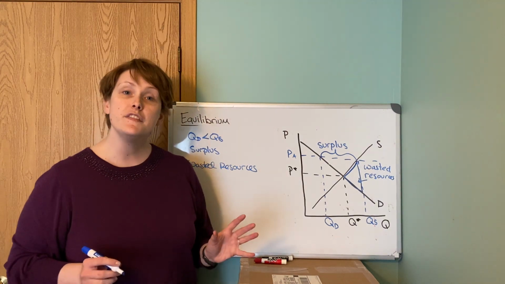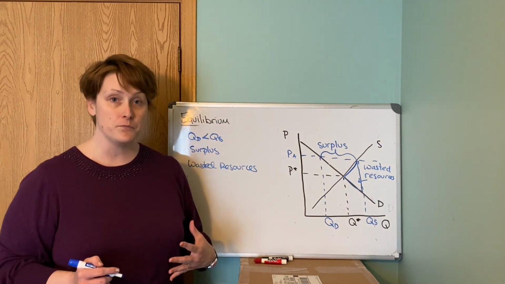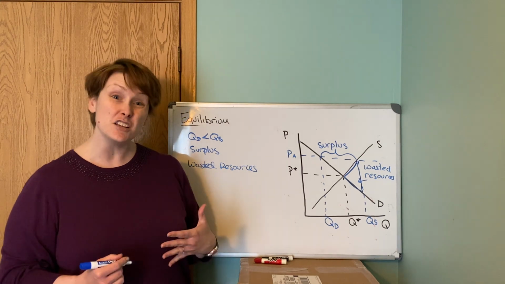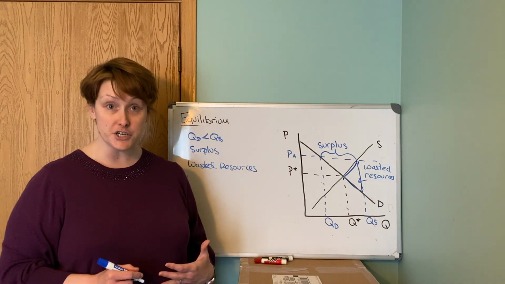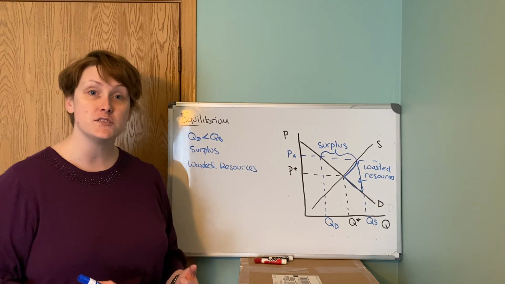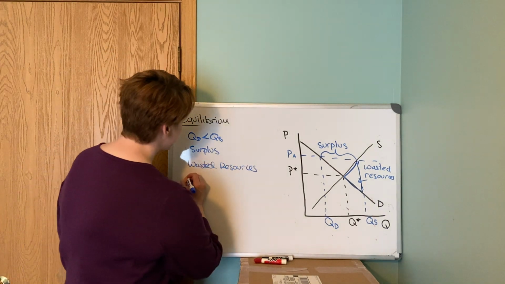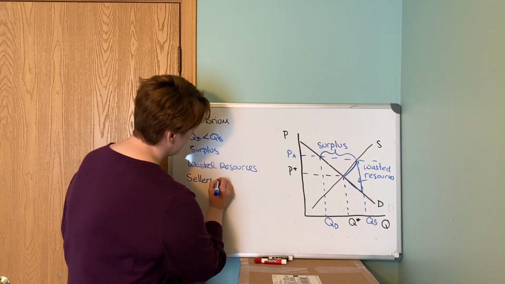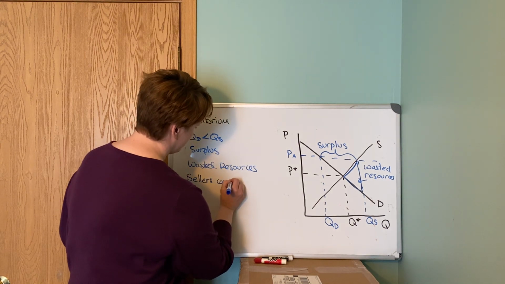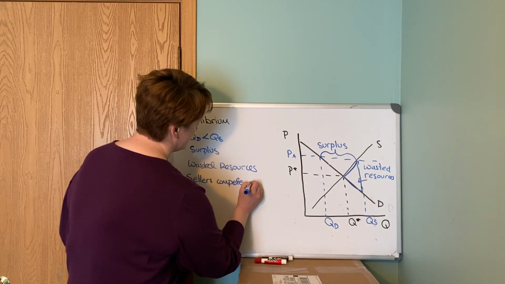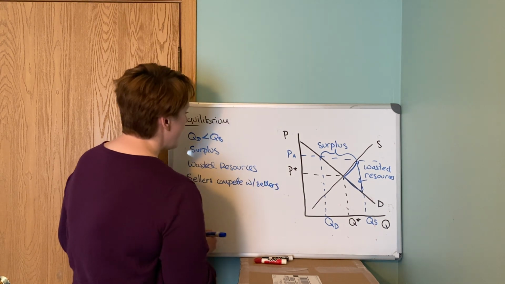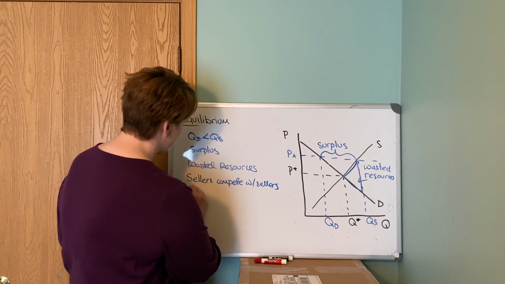Now, to restore this equilibrium, we're going to see our sellers compete with our other sellers, and the market price will be driven down. So sellers compete with sellers, and prices are driven down.